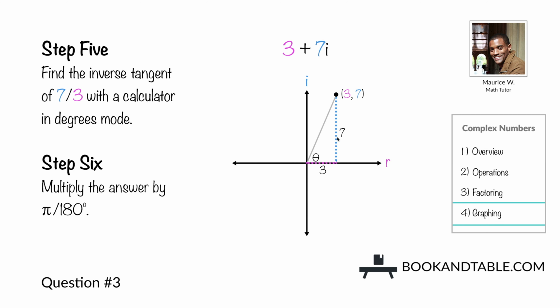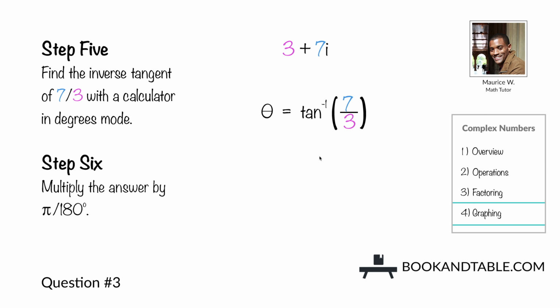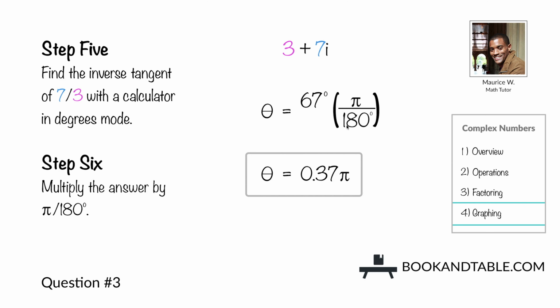So finding the inverse tangent of 7 over 3 with the calculator in degrees mode will give us our argument, or theta. So the inverse tangent of 7 over 3 shows us that theta is equal to 67 degrees. And in radian form, you multiply 67 degrees by pi over 180 degrees. 67 degrees divided by 180 degrees is 0.37 radian. So the answer to question number 3 is 67 degrees or 0.37 radian.